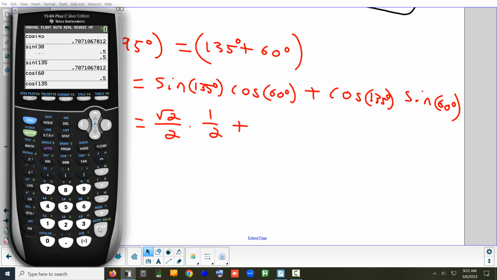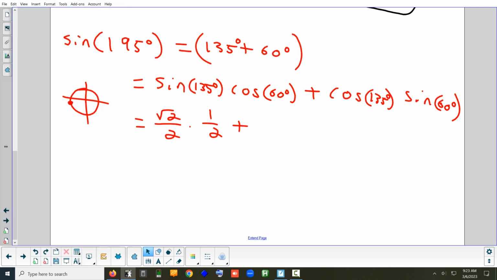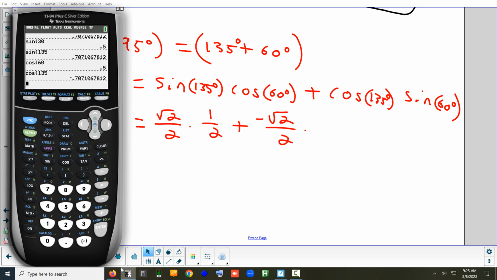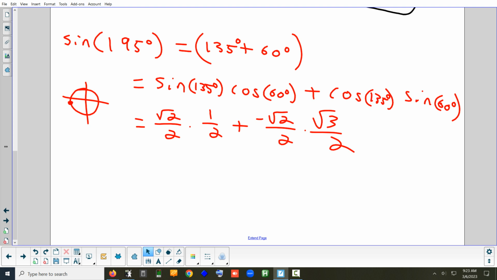Cosine 135. Okay, what's that one? Negative square root of 2 over 2. And sine of 60, 0.866. Square root of 3 over 2.